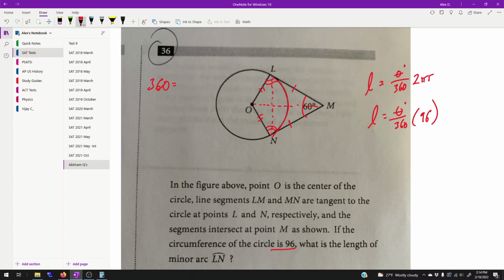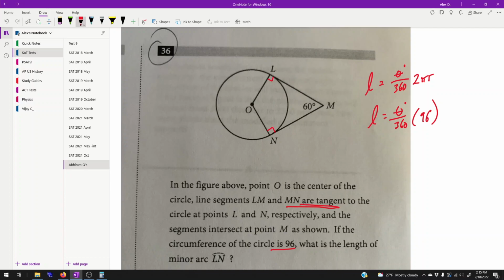Oh, do they tell us that these are tangent? This would be so much easier if these are tangent. Ah, yes. Okay. Whew. They do tell us that it's tangent. Always inventory what you're given. All right. These are tangent to the circle. If those are tangent, these are 90-degree angles.